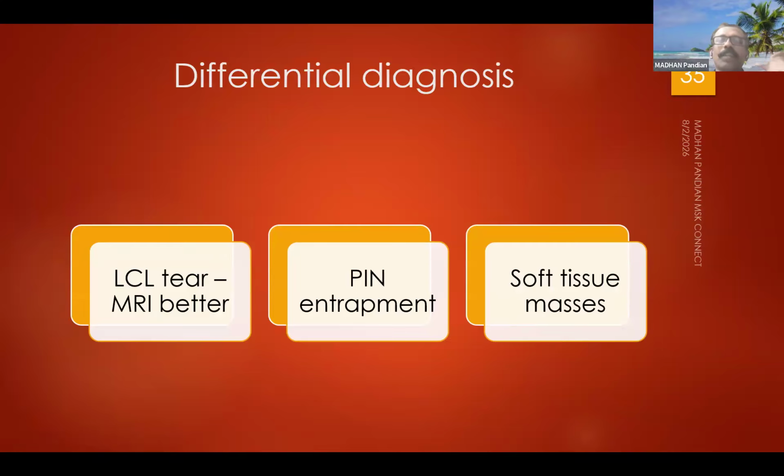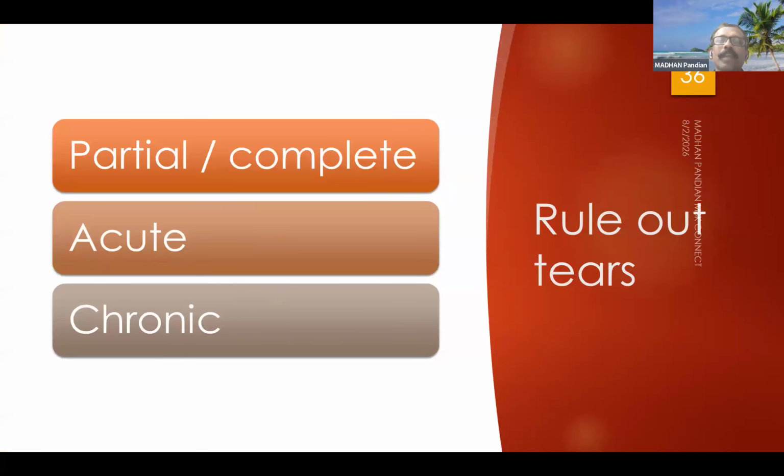Right. So what are all the differential diagnoses here? There could be a lateral collateral ligament tear, which is probably better off with an MRI. If you are diagnosing with an ultrasound, you might actually miss PIN entrapment and soft tissue masses. So all these are potential differential diagnoses for lateral elbow pain. And you should also rule out tears. It could be partial, complete, acute, or chronic.